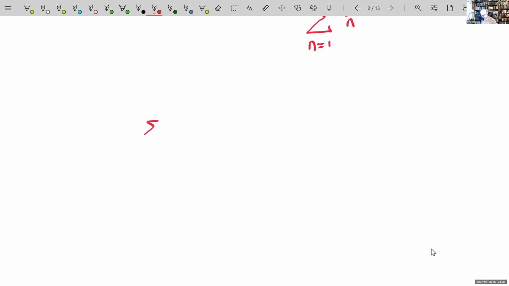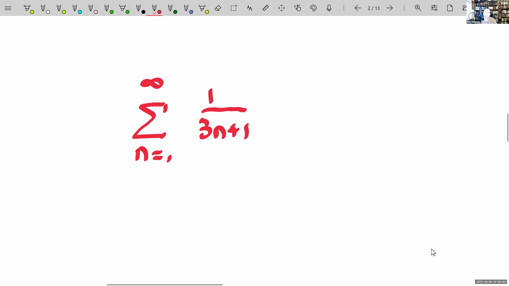So a little bit of a warning is that if I hand you something like 1 over 3n plus 1, let's just say it goes from 1 to infinity, you cannot say that's harmonic. It is actually not harmonic. It's related to a harmonic series, but it is actually not harmonic. You have to determine whether this converges or diverges using something else.